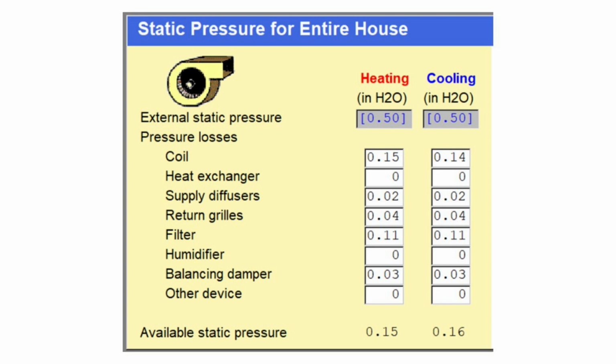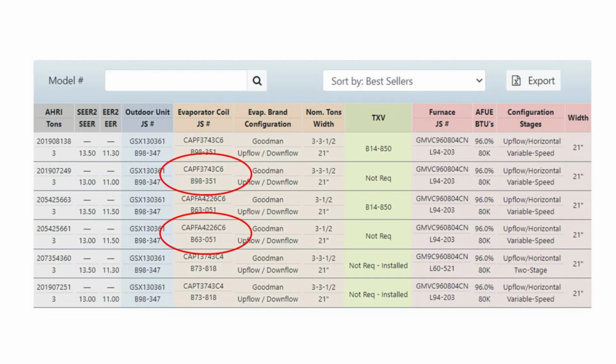We can look at different items that affect our external static pressure. Here shown as a quick breakdown, we'll see our evaporation coil, our supply diffusers, return grills, filter, balance dampers, and available static pressure is what's left over for our ductwork in this design. And let's look at our components that affect our external static pressure. Here's an example of the same outdoor equipment with ARI numbers using two different evaporation coils.